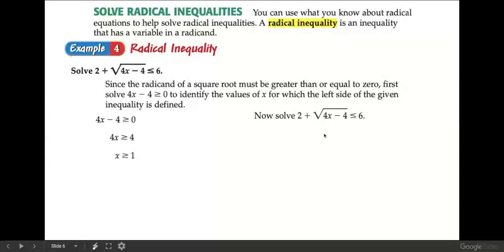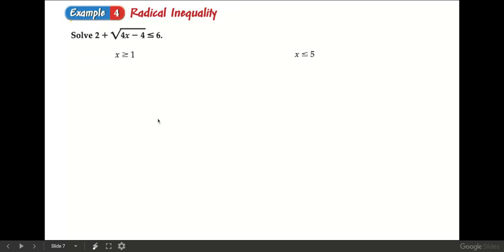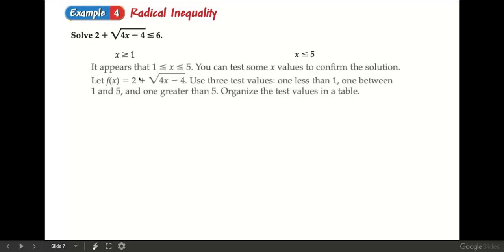Again, let's get the radical by itself. So subtract 2 from both sides, and then I'm going to square both sides. And then I'm going to solve for x. So add 4 to both sides, divide both sides by 4, and I get x is less than or equal to 5. So I know that x has to be greater than or equal to 1 and less than or equal to 5. So those are my two inequalities. So it appears that x must be greater than or equal to 1 and less than or equal to 5.